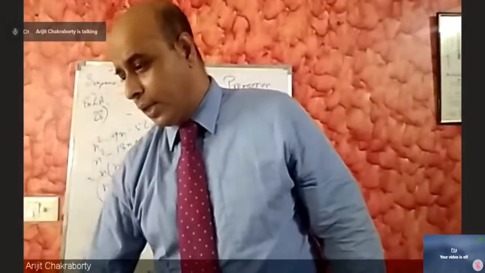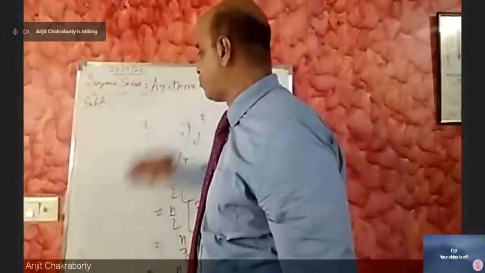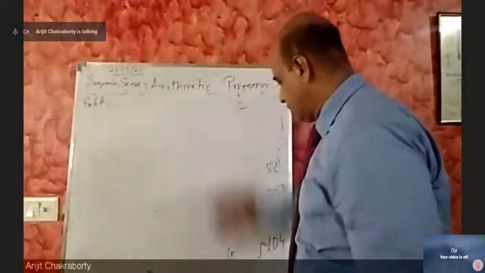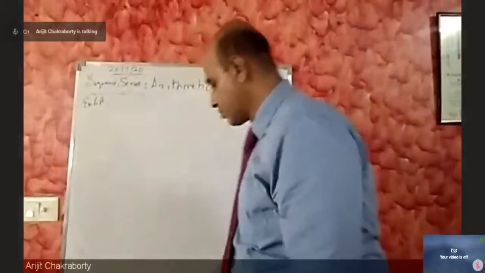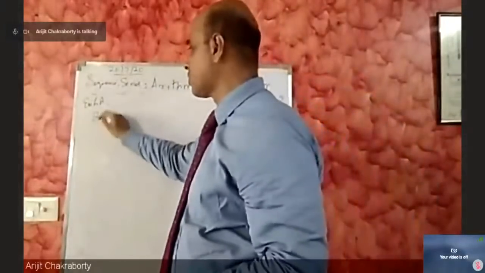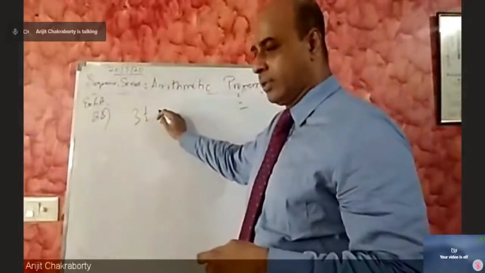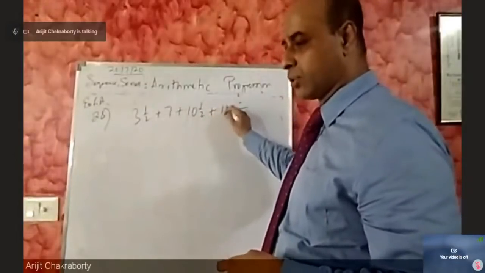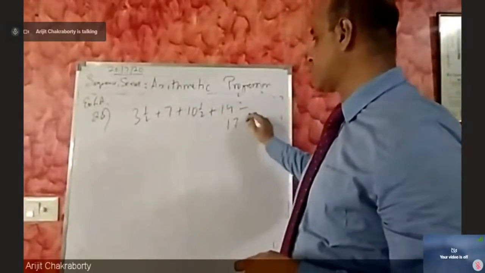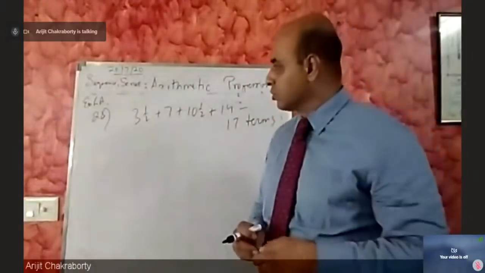Okay. The last one we take is 25, and let us solve this one. Question number 25, exercise 6a, 25. The sum of the series 3.5 plus 7 plus 10.5 plus 14 till 17 terms is given. What is the sum equal to?